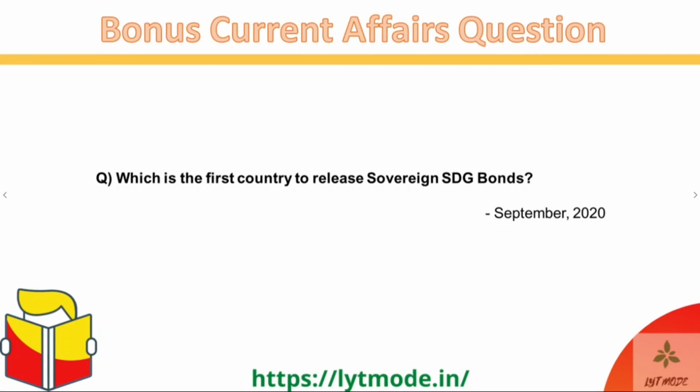So we've come towards the end of all of the PSL changes that were brought about by the Reserve Bank of India. And towards the end, I would like to ask you a very important question for your RBI exam. And this is a very recent happening in September 2020. And why is it important? Because the question says, which is the first country to release sovereign SDG bonds in the market? Okay. Which country is the first to release its sovereign SDG bonds?